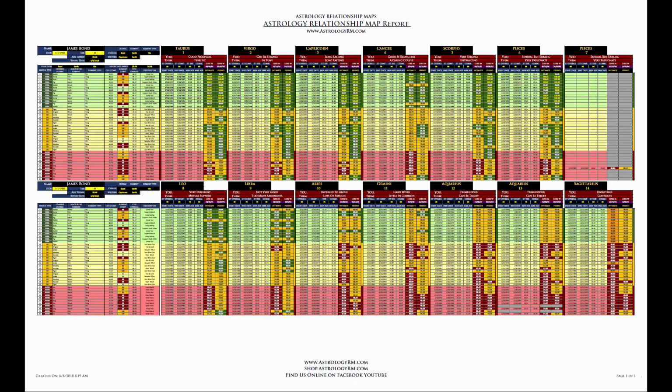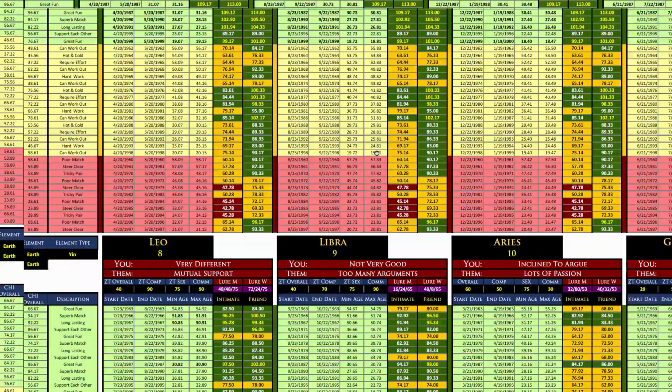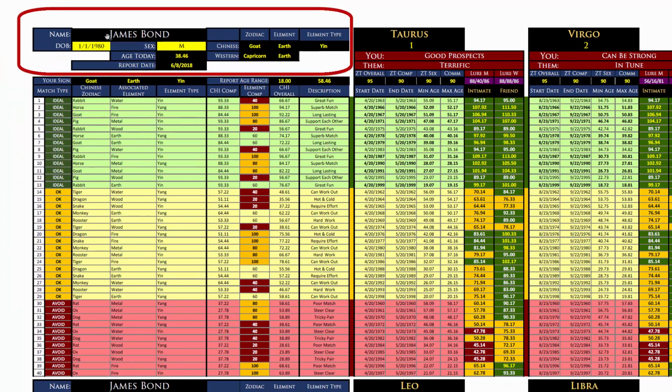This is an explanation video on how to read and interpret the Astrology Relationship Map Report. Primarily, this report is designed with crossing the dimensions of both Western astrology and Eastern astrology. And the main point here is to understand that when you submit your order or your request, we enter your name. So here in this example, we're going to use the name James Bond.